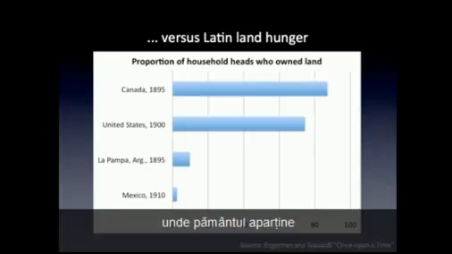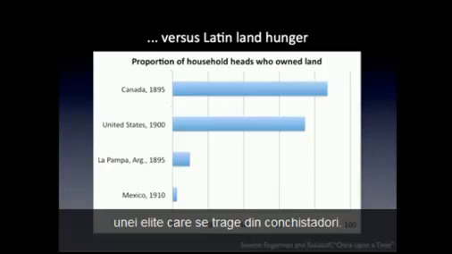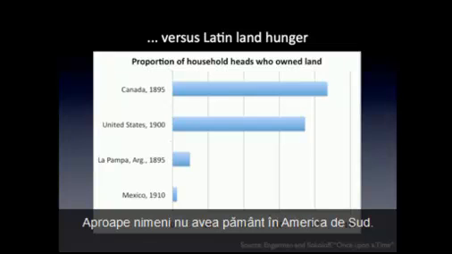That's not possible in Latin America, where land is held onto by a tiny elite descended from the conquistadors. And you can see here the huge divergence that happens in property ownership between North and South. Most people in rural North America owned some land by 1900. Hardly anyone in South America did.